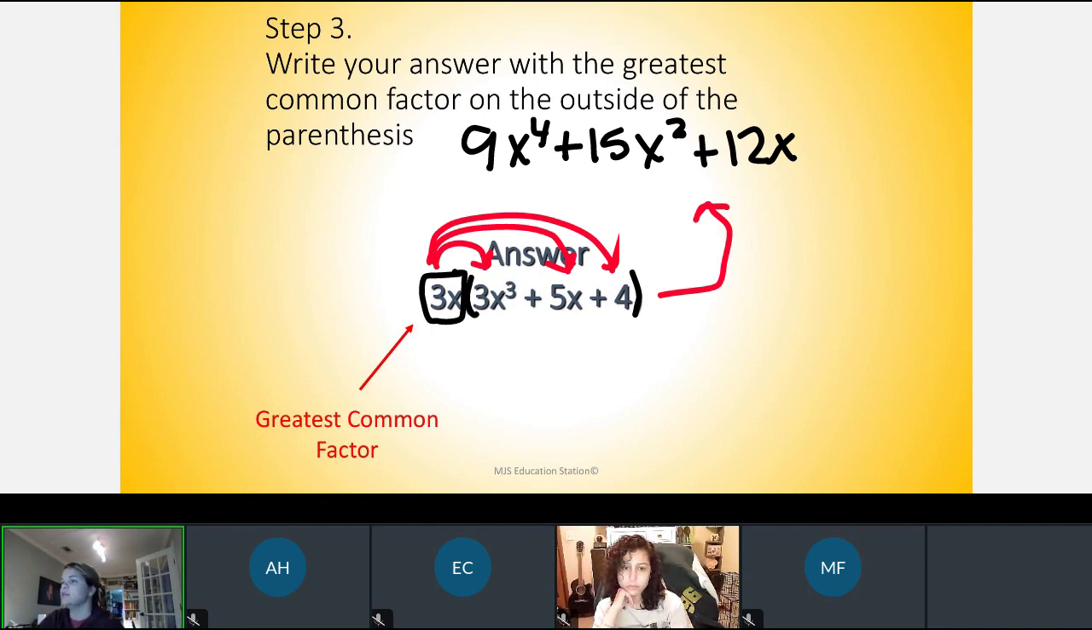So the x squared, Richard, I pulled out a 3x. So 15 divided by 3 gives me that 5. And then x squared divided by x gives me just x to the 1st. Good question.